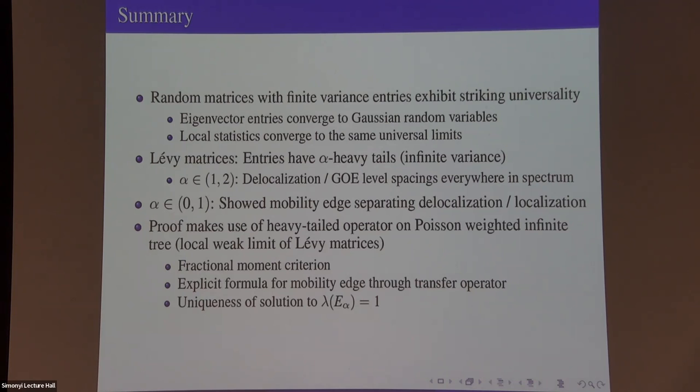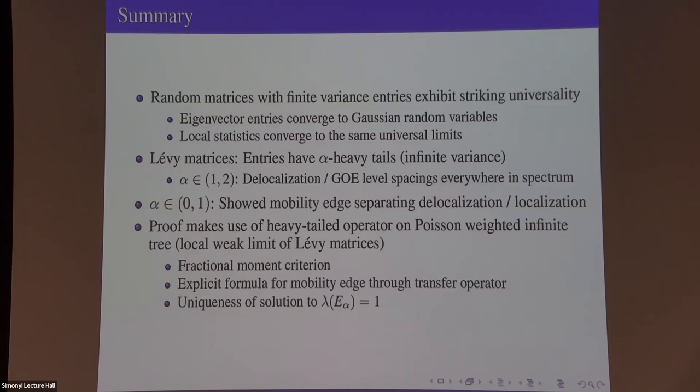Random matrices with finite variance entries exhibit a striking universality. The eigenvectors are delocalized, and in fact they converge to Gaussian random variables. Local statistics converge to GOE local limits. Lévy matrices are variants of these whose entries have alpha heavy tails, so they have infinite variance. If alpha is between 1 and 2, then you qualitatively see the same thing as in the GOE, Wigner case. All the eigenvectors are delocalized, and you have GOE level spacings everywhere on the spectrum.